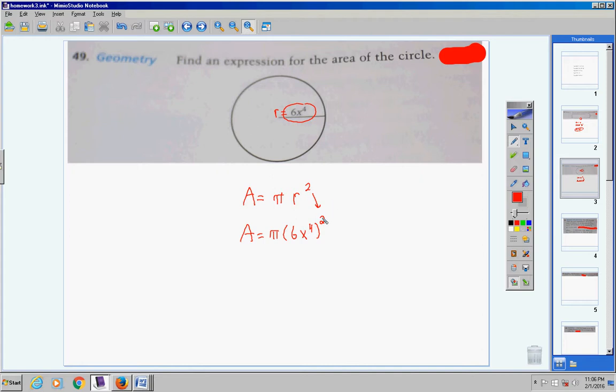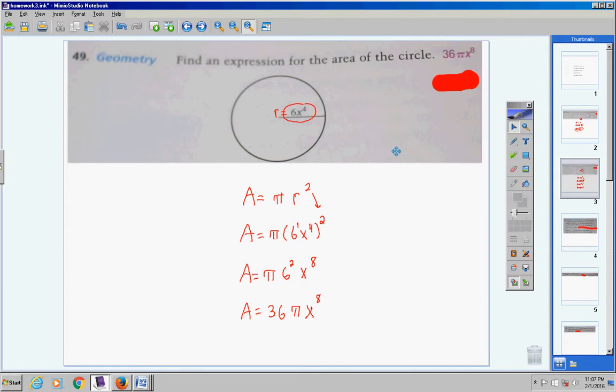You guys know what to do when an expression is raised to a power. You multiply the exponents. Don't forget there's a 1 right here. Don't forget that, please. So now we have pi, and then we have 6 squared, because 2 times 1 is 2, and x to the 8th. 2 times 4 is 8. Now, we can simplify some more, guys. 6 times 6 is 36. We're going to write that out front. That's pretty normal to do. Then pi, then x to the 8th. 36 pi x to the 8th.